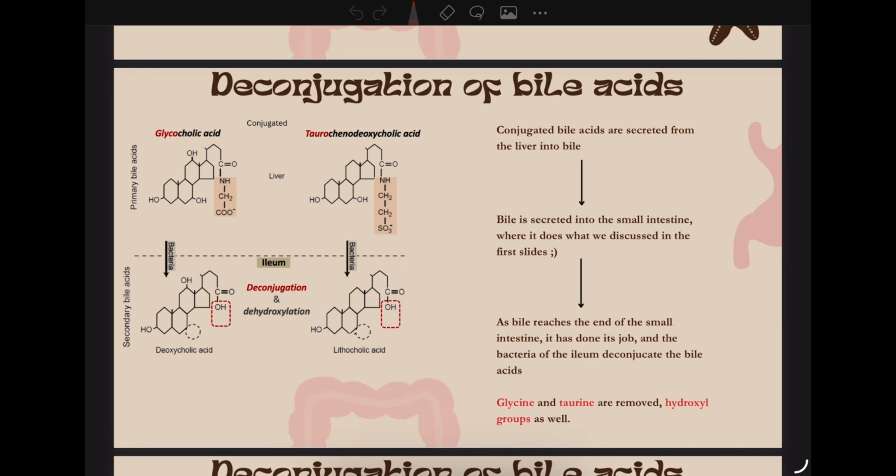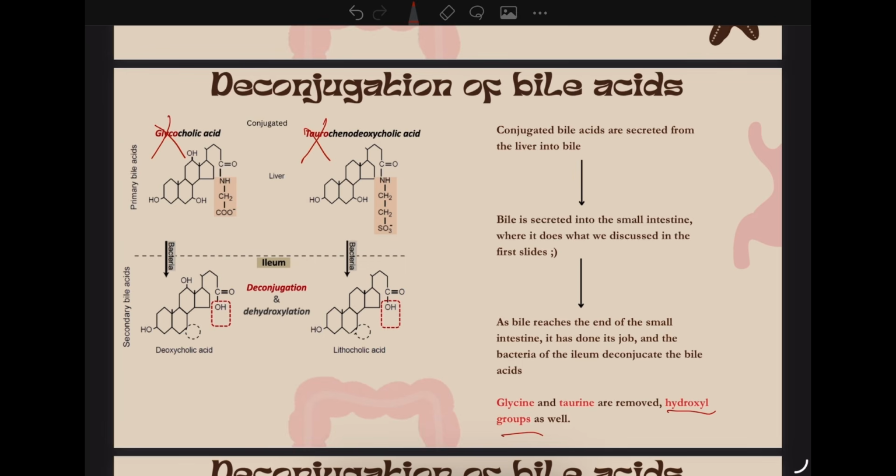So what is deconjugation? Basically, we have in the ileum these bacteria. These bacteria can deconjugate the bile acid. From the name, what will it do? First thing, it will take off the amino acid that we added. And that makes sense. But the bacteria doesn't stop at that. It even takes out the hydroxyl groups. So it's as if it came back to cholesterol before we did anything. And that's not correct, by the way. I'm just putting it into perspective.